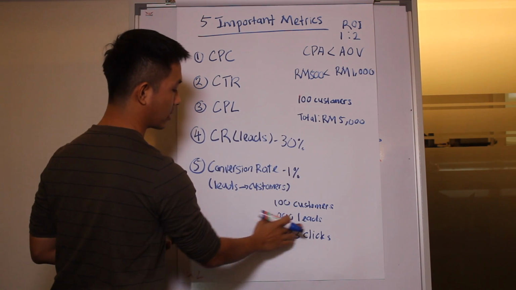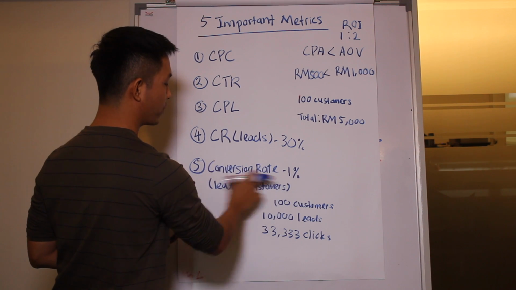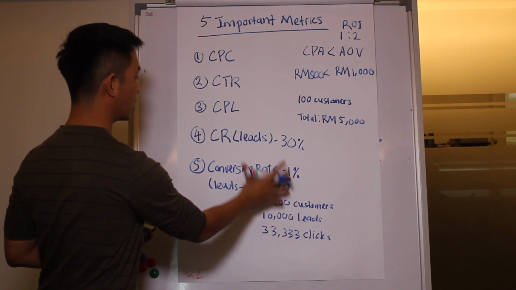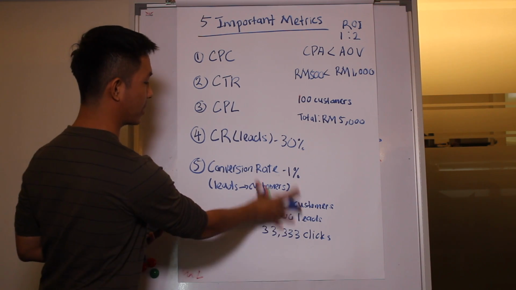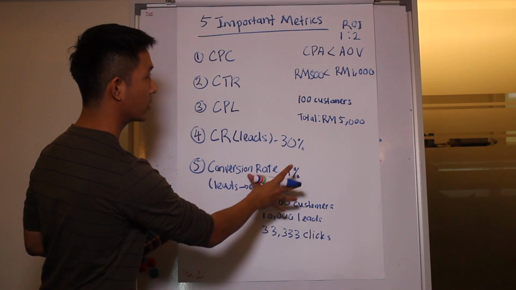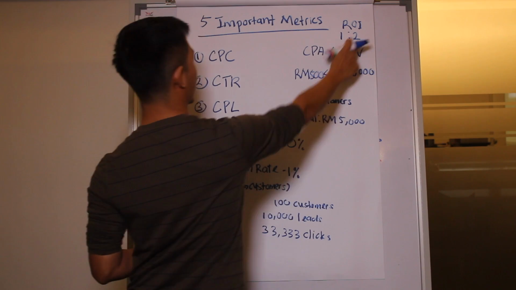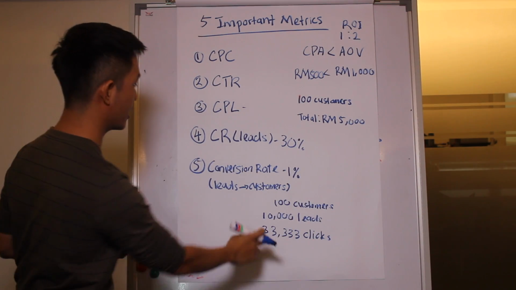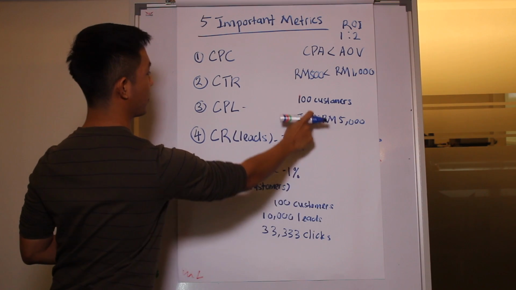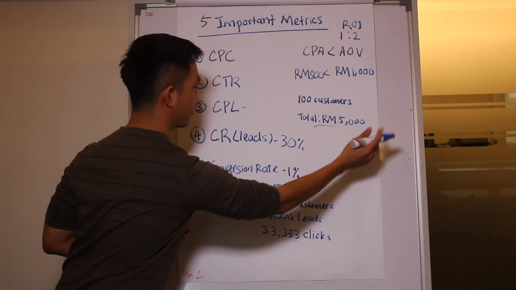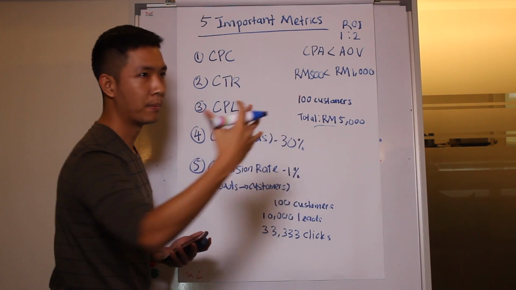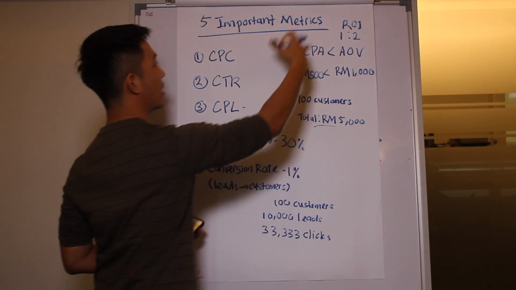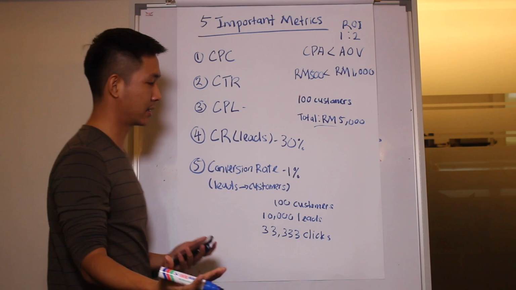You get 10,000 leads, and then with a conversion rate at 1%, that means you get 100 customers. So as long as these numbers are correct, you will have no problem achieving this kind of ROI, right? So the cost per lead here, because this is the maximum, this is the maximum amount of budget that you can allocate for this campaign to hit an ROI of 2x.